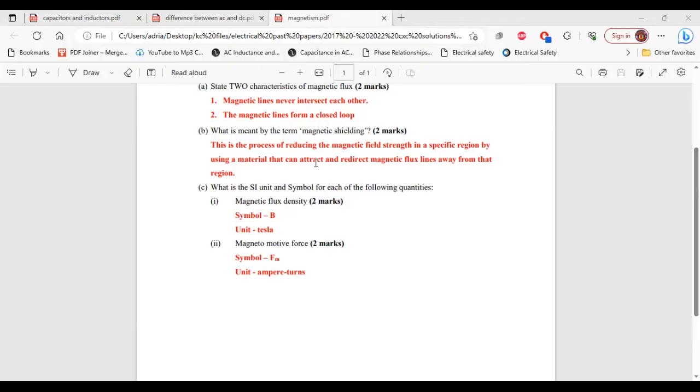For part C, it says, what is the SI unit and symbol for each of the following quantities? Part 1 of C, magnetic flux density. The symbol for magnetic flux density is capital B and its unit is Tesla. Part 2, magnetomotive force. The symbol for magnetomotive force is FM and its unit is ampere turns.